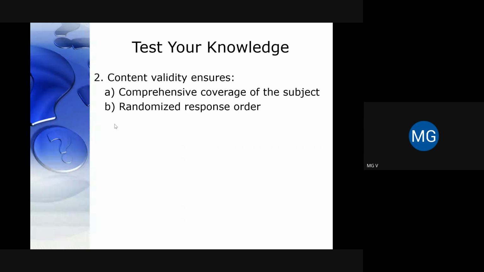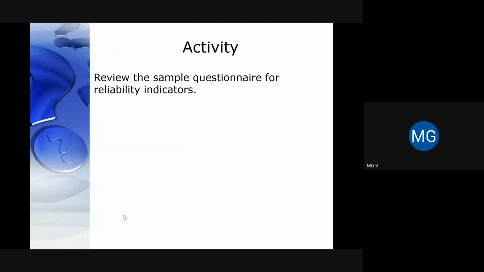Content validity ensures comprehensive coverage of the subject or randomized response order. A. Okay, others? A. Okay. Thank you so much. All of you are right. It is comprehensive coverage of the subject. That is option A. Now let us perform one activity. We can review the sample questionnaire for reliability indicators. Hope you have paper and pen ready with you so you can perform the activity.